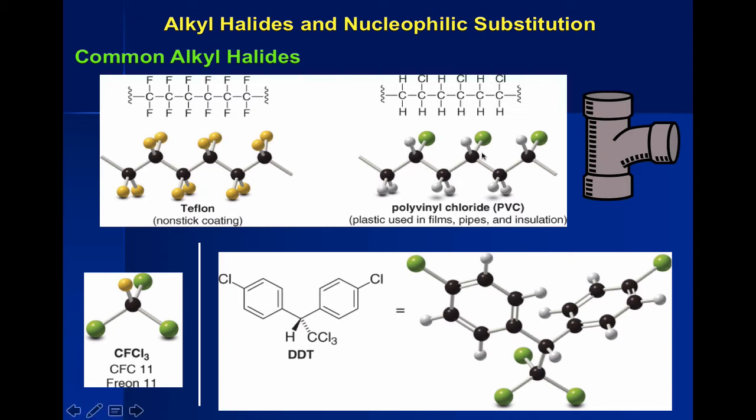This is polyvinyl chloride, PVC. You can see the green spheres here represent chlorine. You probably know this as sewer pipe or water pipe. Very good for making those types of materials. This molecule right here, CFCl3, also known as Freon 11, is used in cooling systems. And then this molecule right here, DDT, which was used for many, many years to treat mosquito populations, has since been banned because of the effect that it had on wildlife, especially in this country, the bald eagle. But you can tell it's got a lot of chlorines.